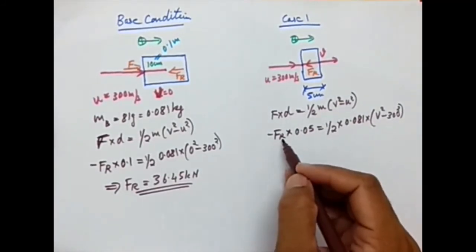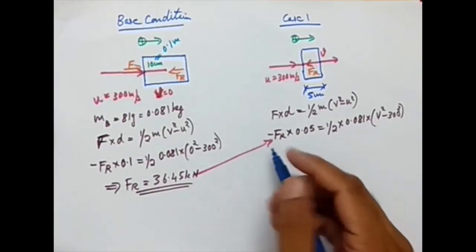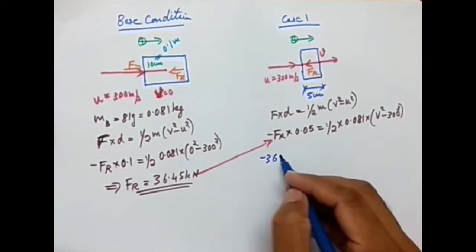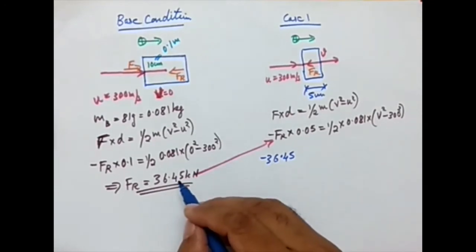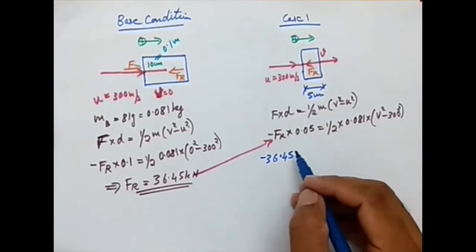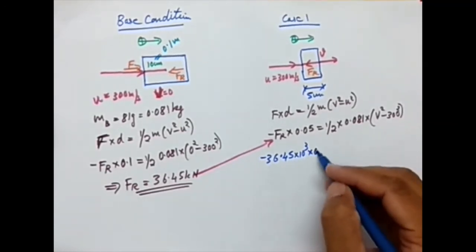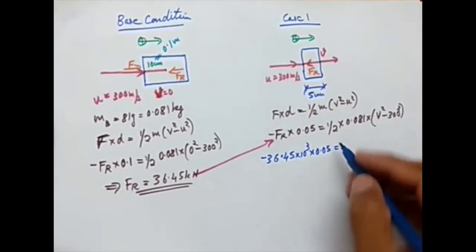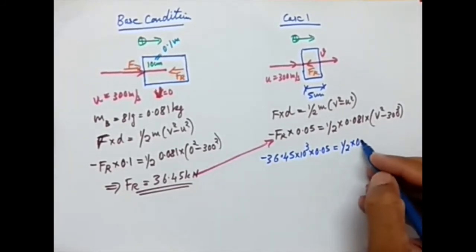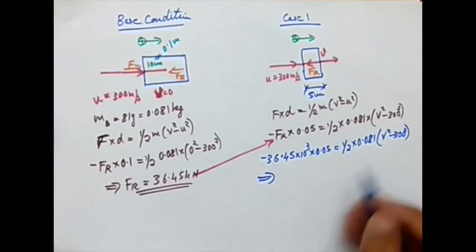So the Fr I can substitute from here. I already have the value of Fr, which can be substituted here. So I will be getting minus 36.45. It is kilonewton, so that needs to be converted to newton to apply in this equation. So into 10 raised to 3 into 0.05 is equal to half into 0.081 into v square minus 300 square. So this I can solve.